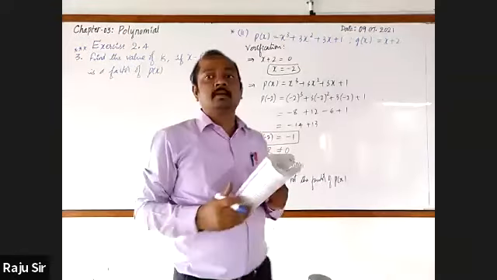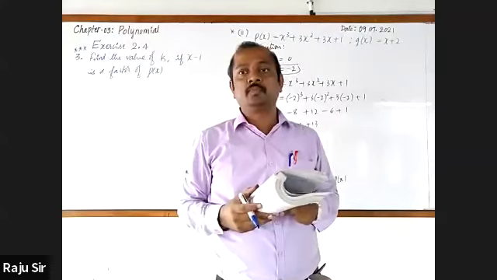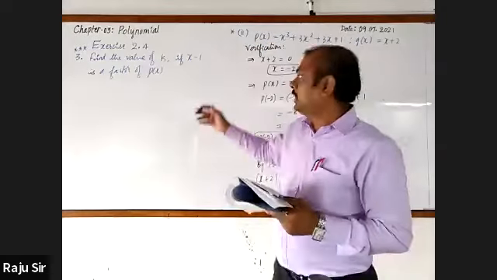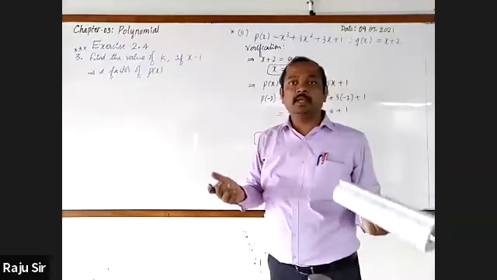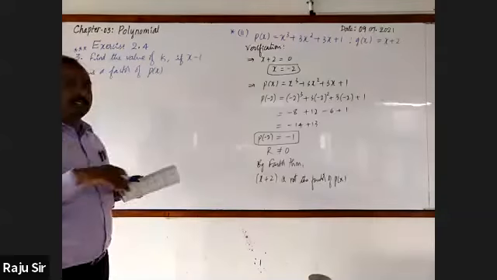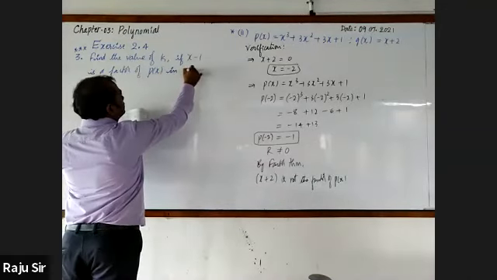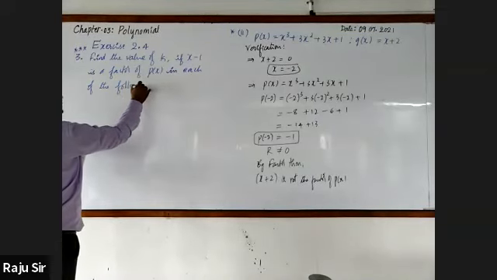What will be the remainder? 0. Chandana, you are not concentrating here. They are given that x minus 1 is a factor of p of x, then the remainder will be 0. P of x in each of the following cases.